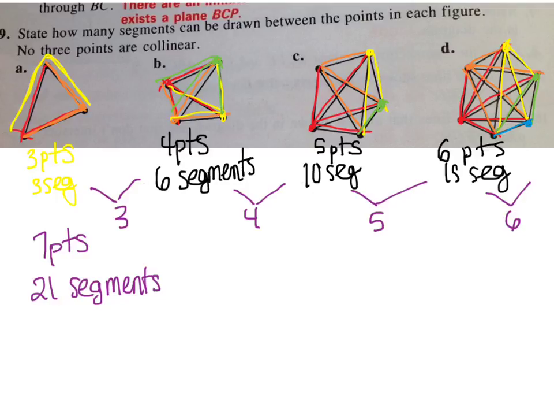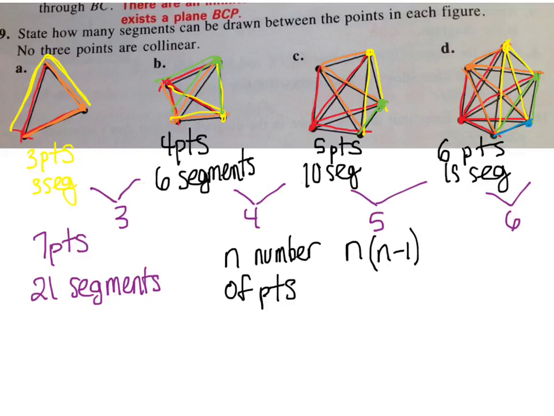Now the last part is asking how many segments can be drawn with n points. So n number of points. We have n number of possible points. Since a point can't be paired with itself, we have n minus 1 possibilities to make a segment. Now we divide by 2 because we have to keep in mind duplicates that we have.